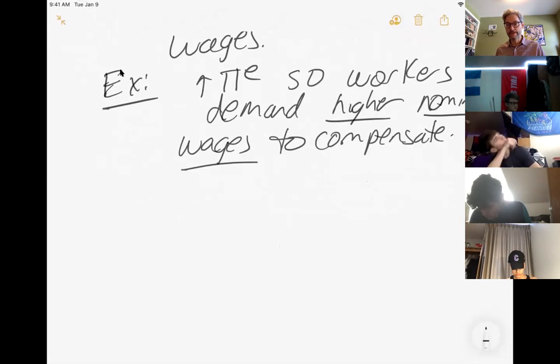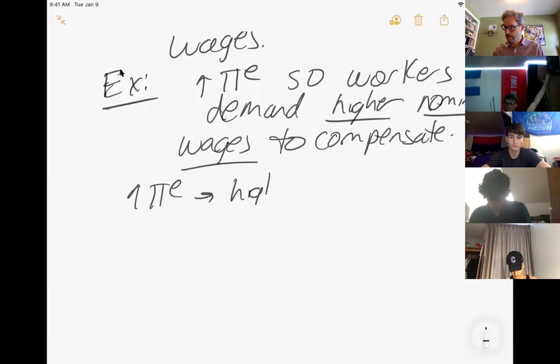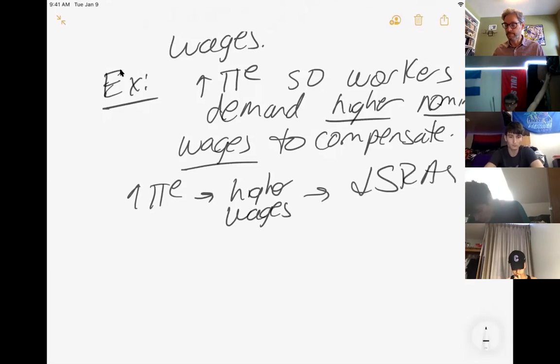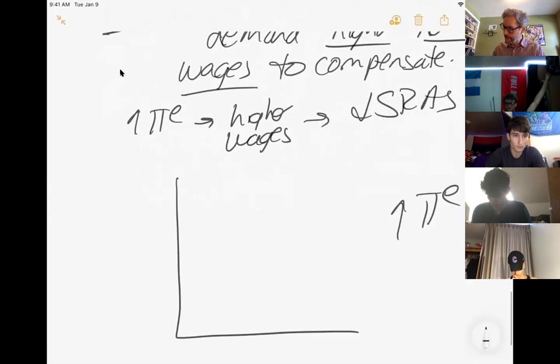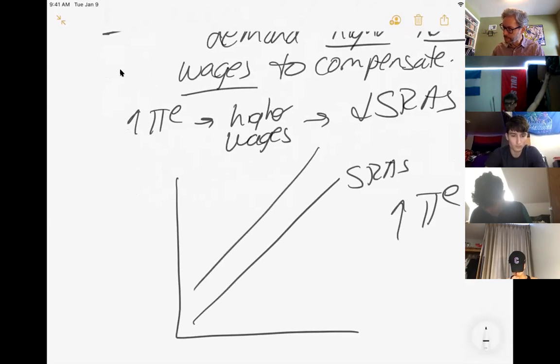Well, what do higher wages do? They're going to reduce short-run aggregate supply, right? Because wages are an important input into production. So higher wages is an increase in the price of an input. That's going to discourage production and shift the short-run aggregate supply curve to the left. So in other words, if we have an increase in expected inflation, we would expect the short-run aggregate supply curve to shift down.